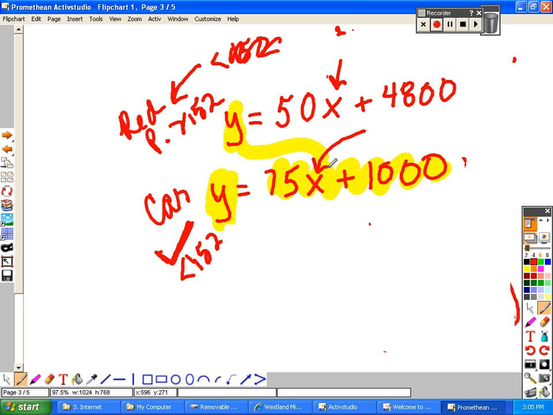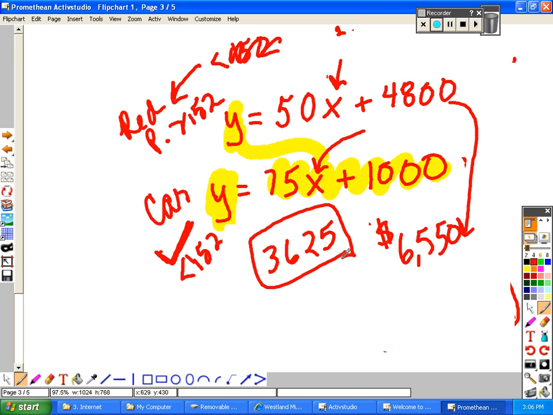What you should find is 50 times 35 plus 4,800 would give you a total cost for this one of $6,550. Now, if you had 35 guests in the other one, it would be 75 times 35 plus 1,000, and you get 3,625. Well, this one's obviously less, and if you want them to be equal, you would have to add more to the site fee.